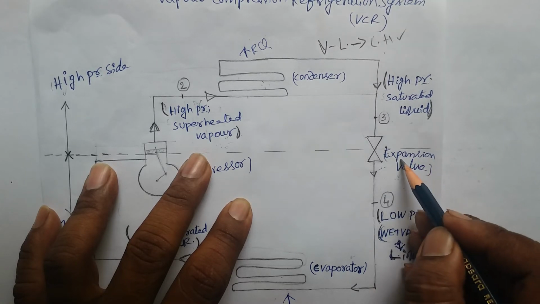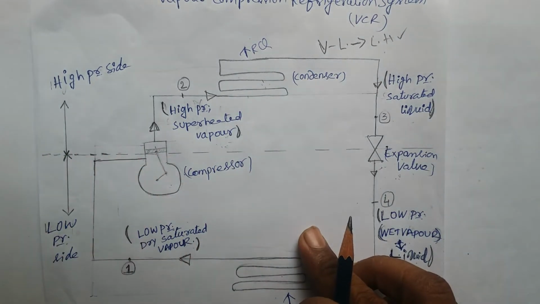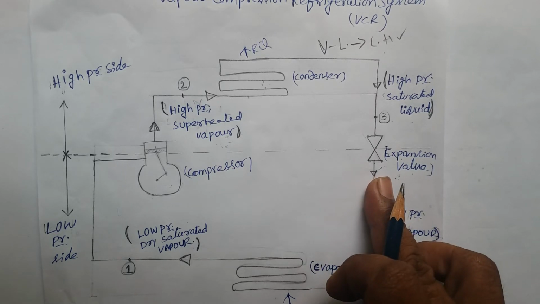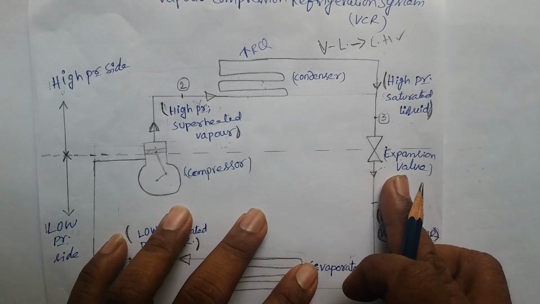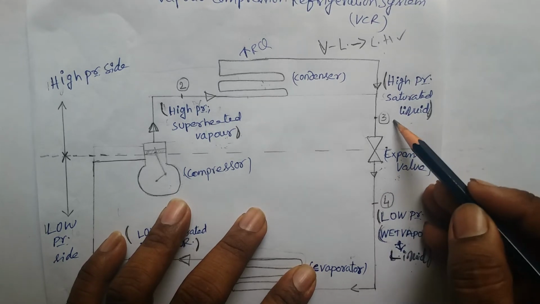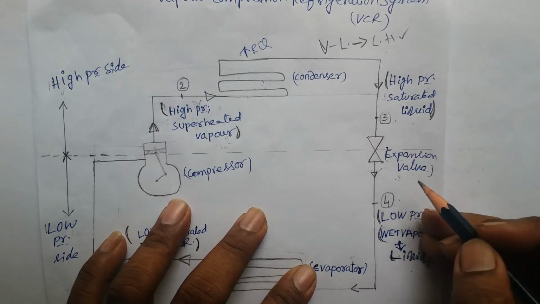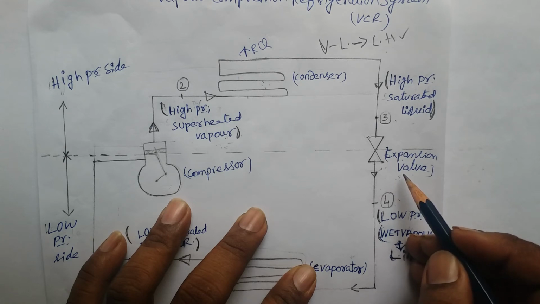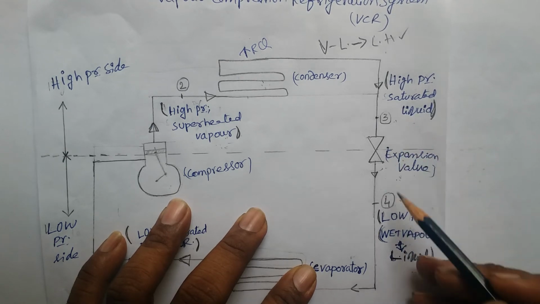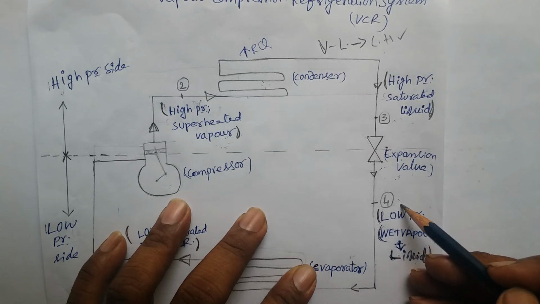In the vapor compression refrigeration system, the processes are all reversible, but only in the expansion valve it is an irreversible process. But the enthalpy is the same, so H3 is equal to H4. The enthalpy is constant. In the expansion valve, a throttling process occurs. Due to this throttling process, the enthalpy before expansion and after expansion is the same.